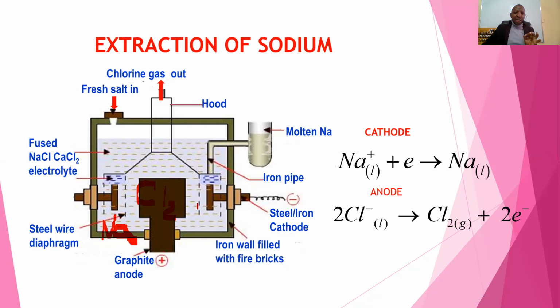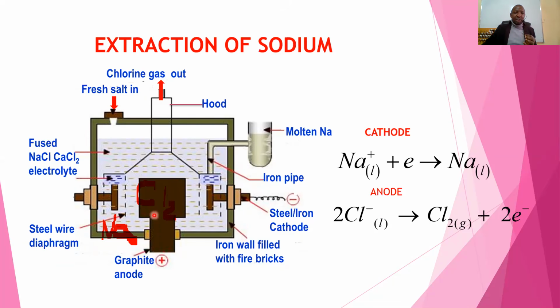Between the cathode and the anode, you can see we have the diaphragm. What is the role of this diaphragm? The role of the diaphragm is to prevent the products of electrolysis, that is chlorine and sodium, from coming into contact, because they would react violently. So you can see from here, we have the anode here.